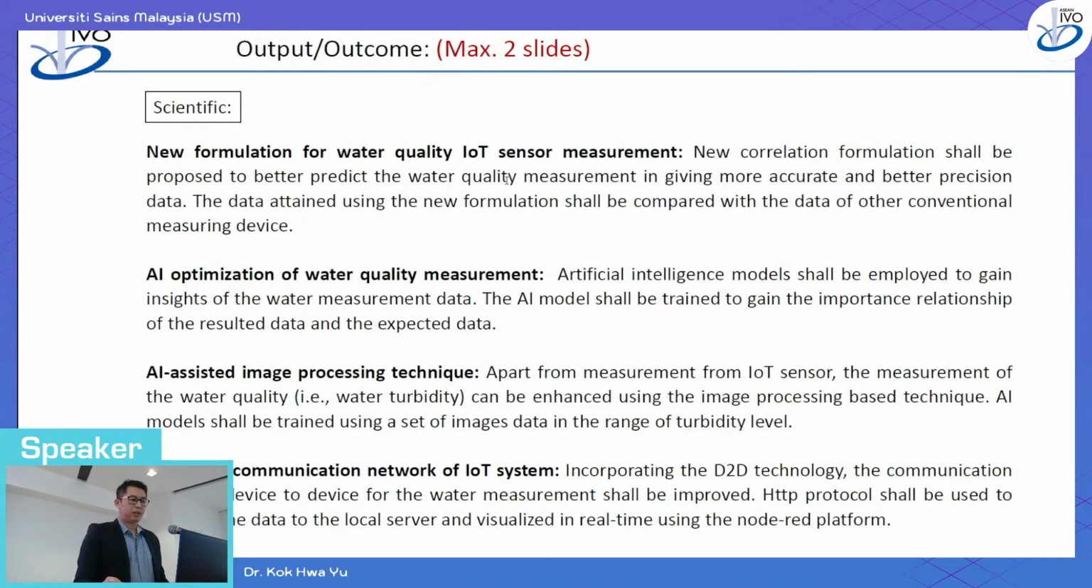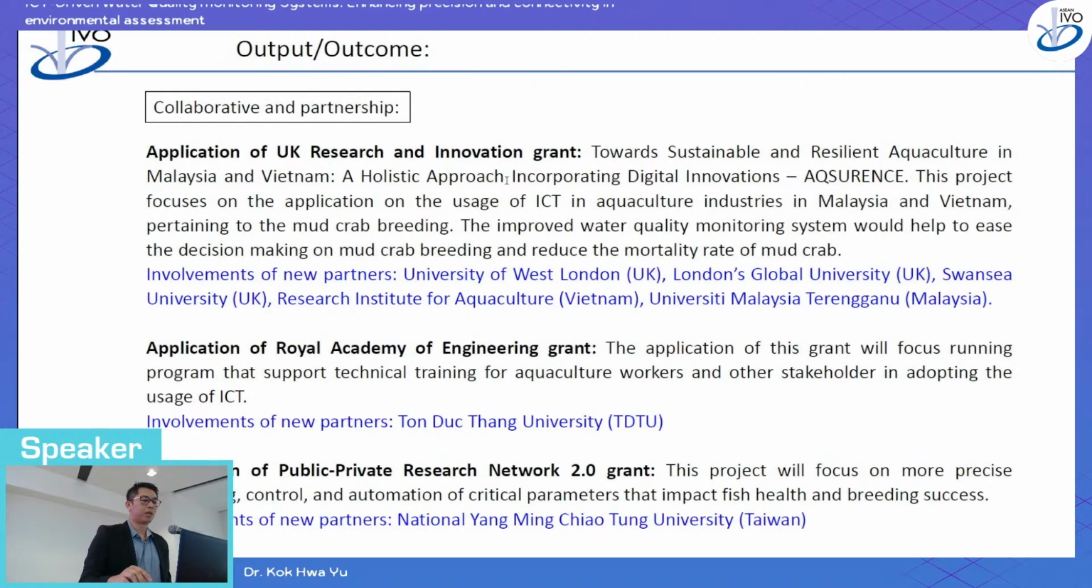So this one is in terms of the scientific outcome. The new formulation or new model for the AI, and also trying to enhance the IoT system network. So for the collaborative partnership, there are several grants that we are trying to target.